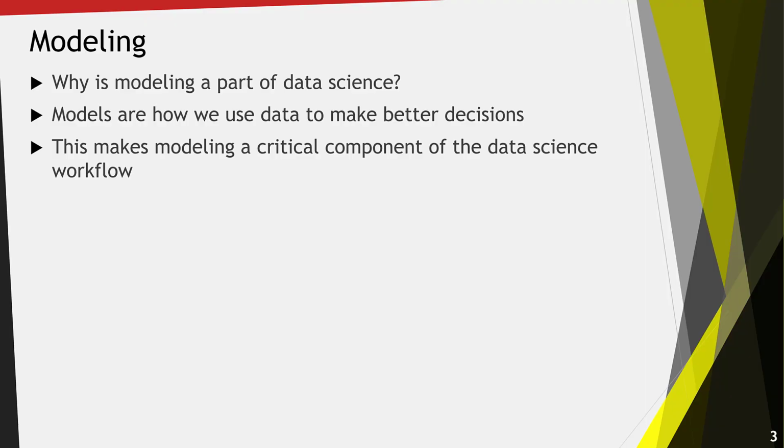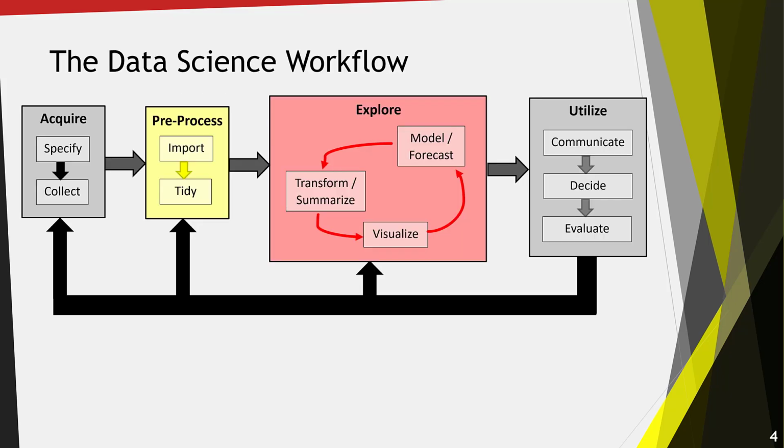The first question you should ask yourself about modeling is, why is it a part of data science? Models are how we use data to make better decisions. This makes modeling a critical component of the data science workflow. If you remember the data science workflow that we've seen several times in the past, the modeling component is a critical part of the exploration process, along with transforming and visualizing your data. Results of your modeling are going to feed into your decision-making process, first by communicating those results, then using them to inform better decisions, and then finally in evaluating your entire data science workflow.